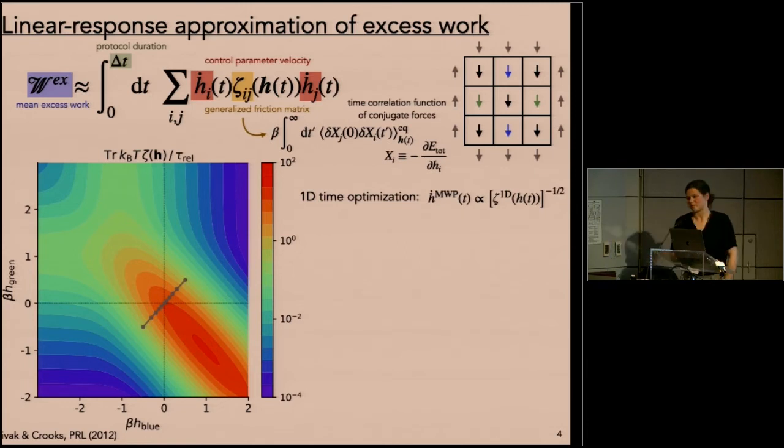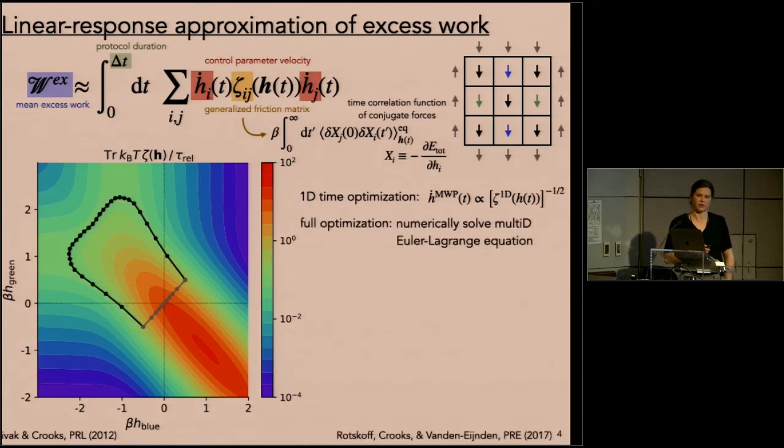Now for the multidimensional optimization, we have to numerically solve the Euler-Lagrange equation, and basically this is the protocol that we get when we're just looking at the two-dimensional space here. So you can see that this multidimensional protocol is completely avoiding this peak in the friction and going through low friction regions of the control parameter space where the resistance to driving the system is lower. So this is the two-dimensional protocol. I'm going to talk more about results from the four-dimensional protocol.